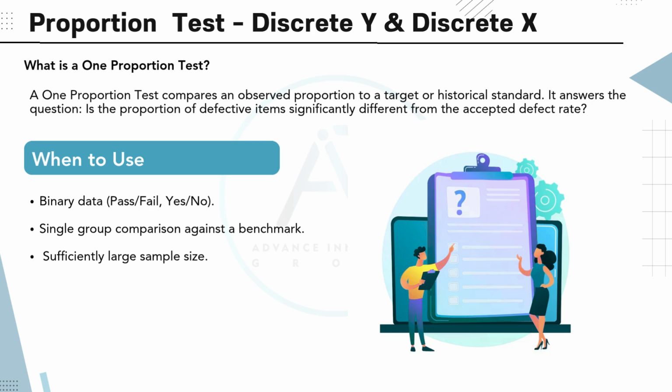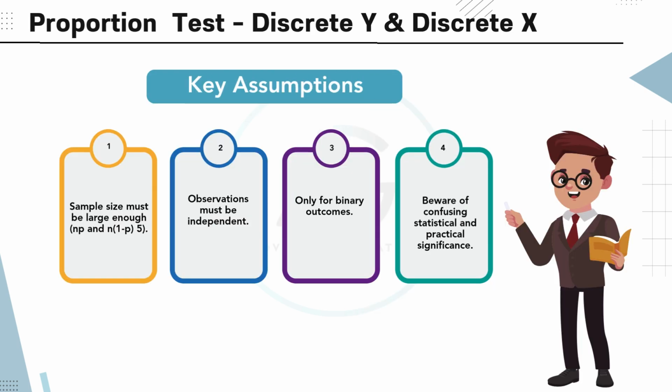Before we run a one proportion test, it's essential to ensure certain assumptions are met. These assumptions help maintain the accuracy and reliability of our results. Let's look at the four key assumptions. 1. Sample size must be large enough. The rule of thumb is that both np and n(1-p) should be at least 5, where n is the sample size, p is the hypothesized proportion. This ensures the sampling distribution of the proportion can be approximated by a normal distribution.